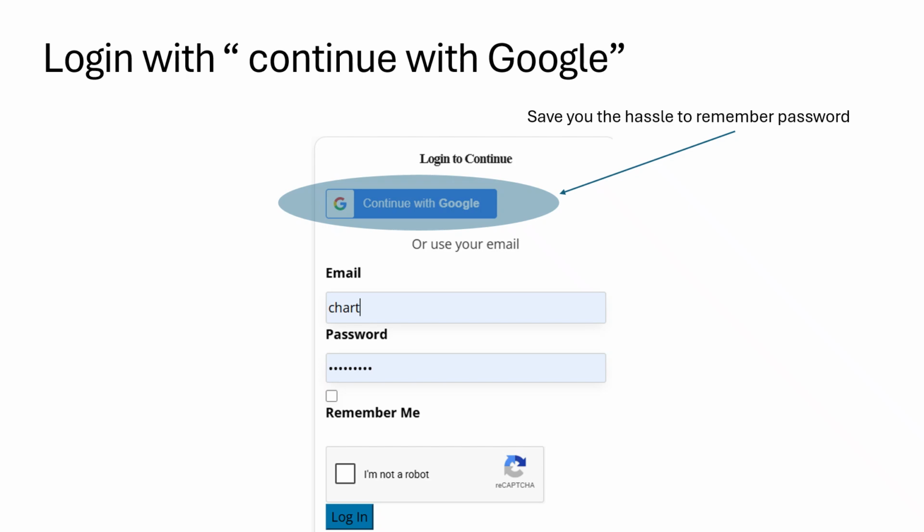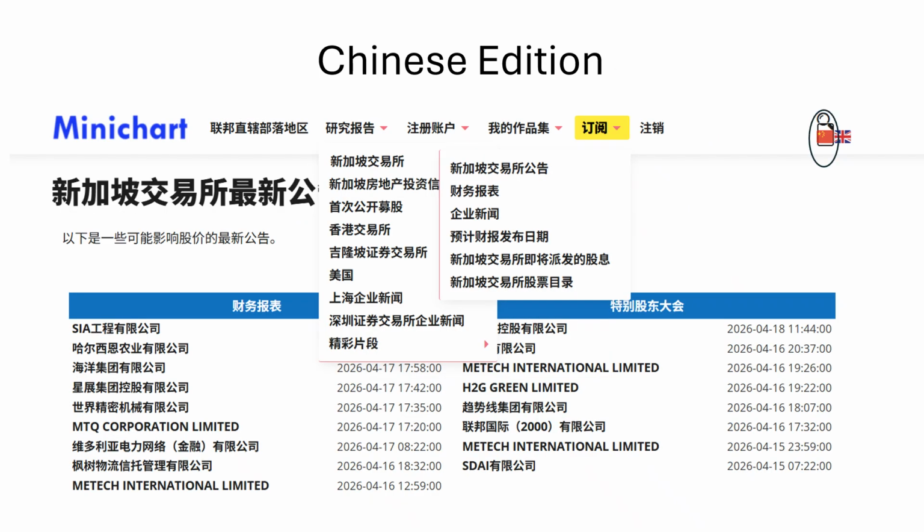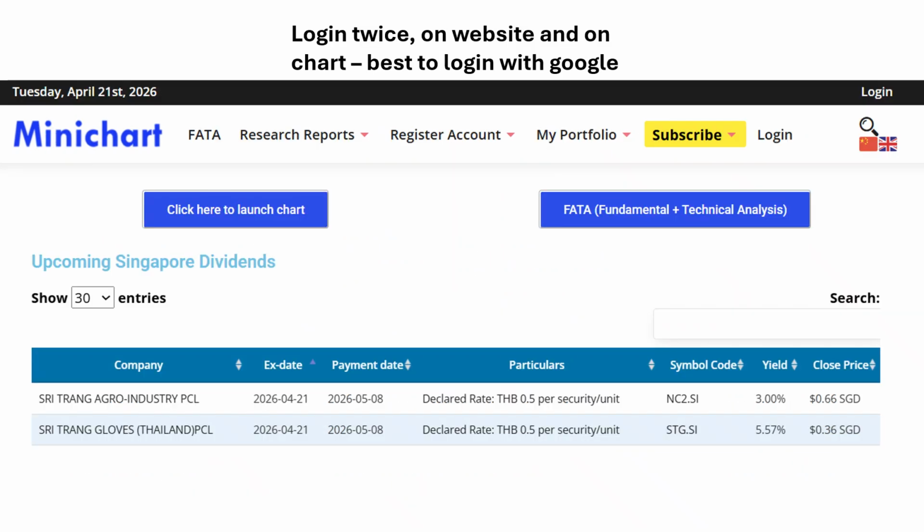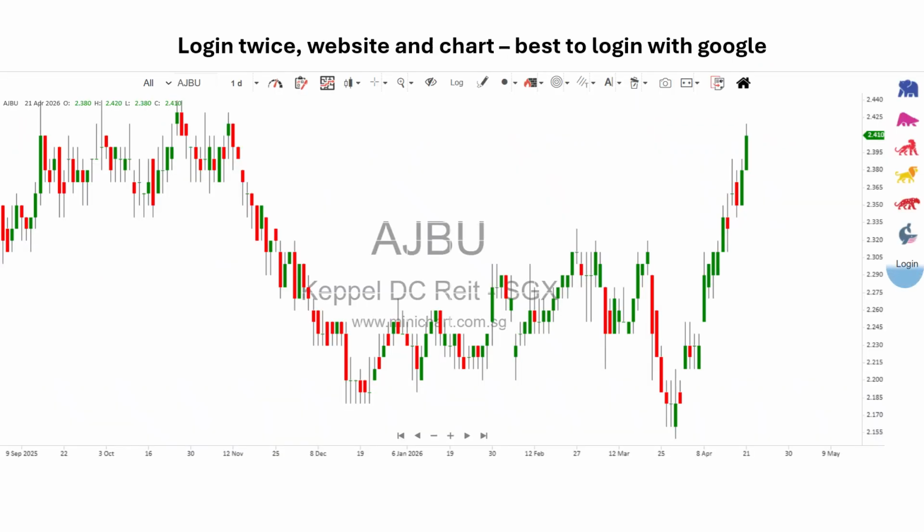Chinese edition. You can view the Chinese edition of Minichart by clicking on the Chinese button. To log in to Minichart website, you need to log in twice. Once on the website, and once on the chart site.